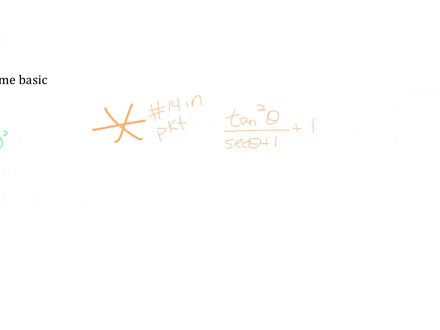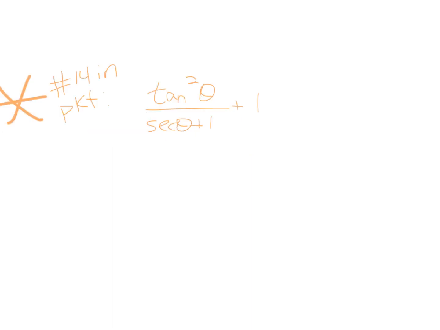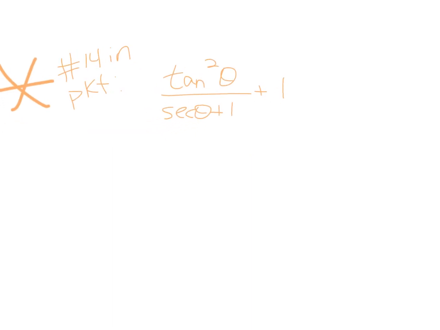All right, let's look at this is the problem. If you know where that packet is and want to write it in there, you can write it here or just watch. The thing that I am noticing about this particular problem is that I'm seeing squared, so I'm thinking Pythagorean identity on the top. But in the denominator, I'm seeing a secant theta plus 1.